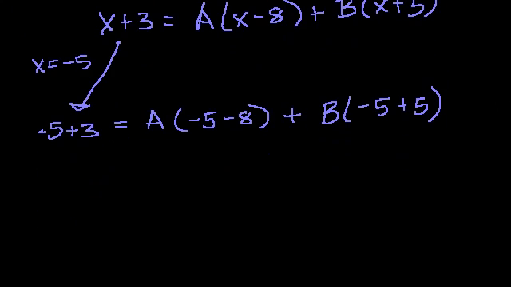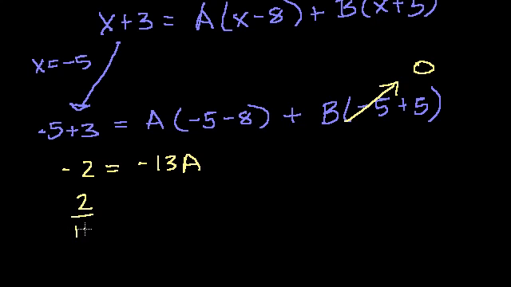So then you get, pick a brighter color, minus 5 plus 3 is minus 2 is equal to, what is this? Minus 13a plus, this is 0, right? Minus 5 plus 5 is 0. 0 times b is 0. And then you divide both sides by minus 13. Well, negatives cancel out. You get 2 over 13 is equal to a.